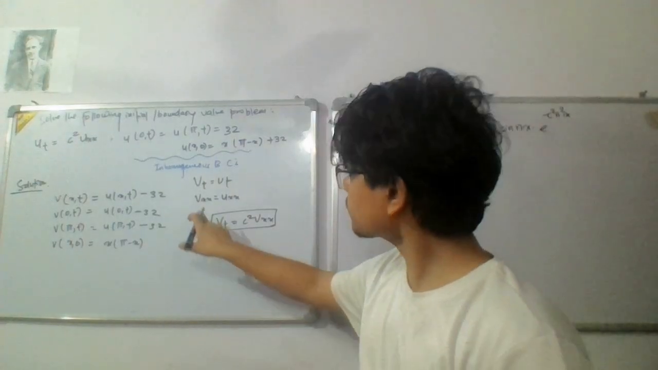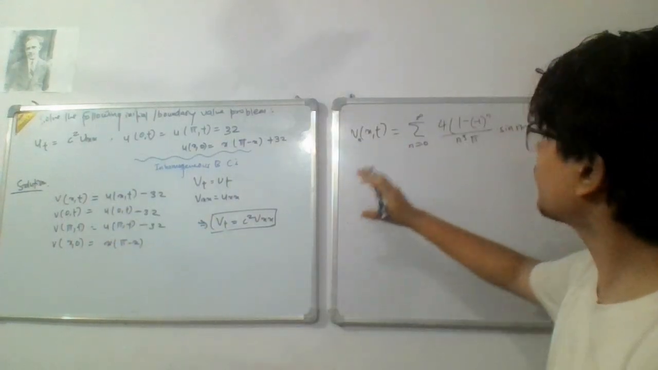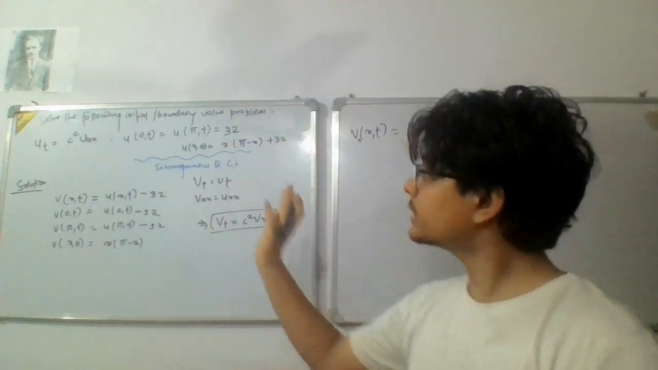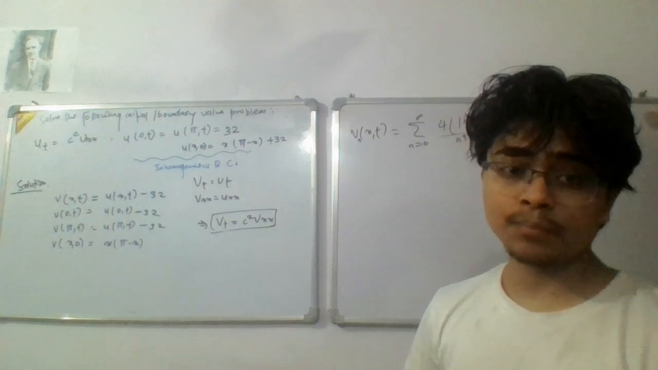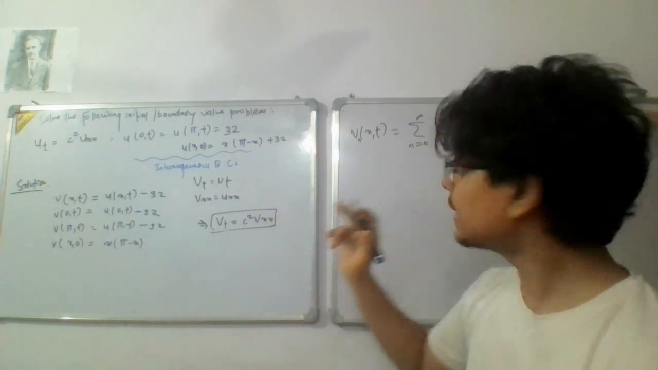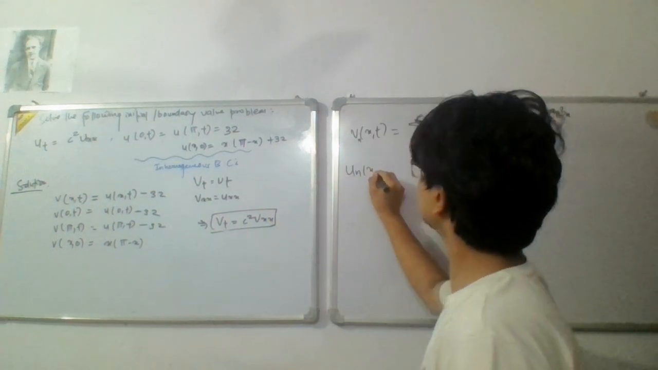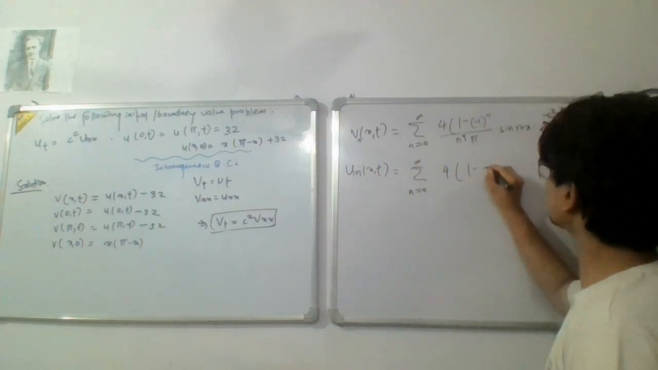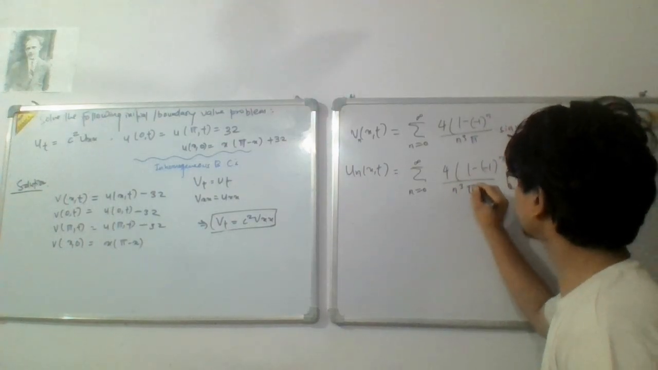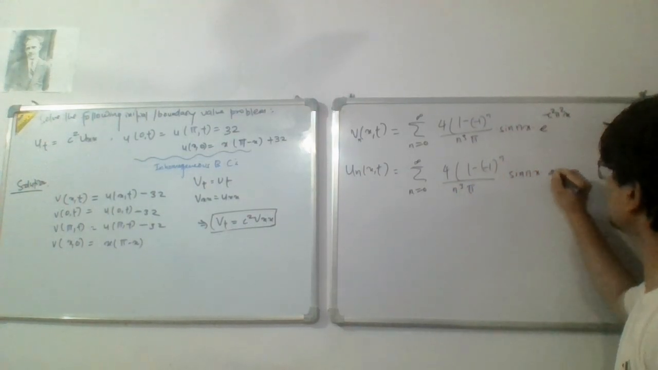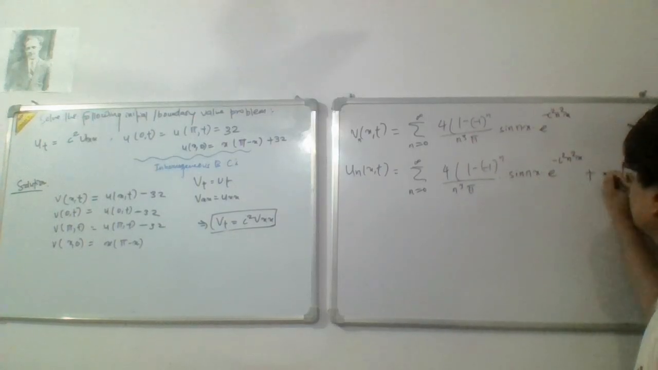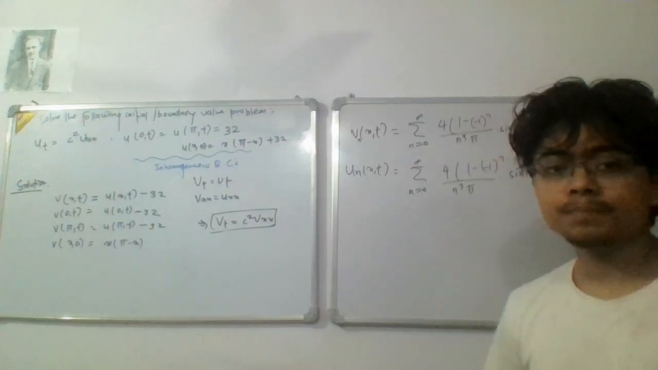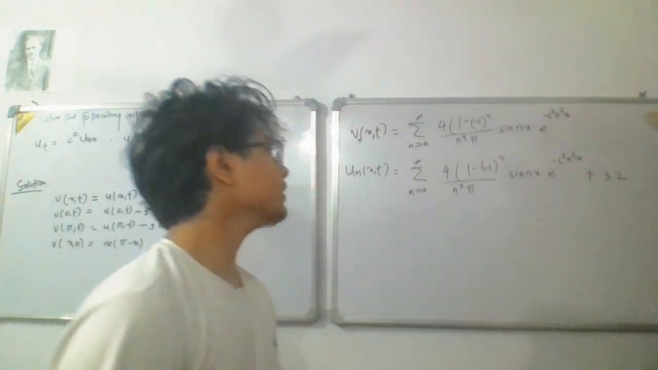Now we have considered v of x,t to be u of x,t minus 32. So to find u of x,t, we have to shift that minus 32 towards the left hand side, and that becomes plus 32, right? That means if we want to find the value of u of x,t, it is the summation n equals 1 to infinity of 4 times (1 minus (-1) to the power n) over n cubed pi, sine of nx, e to the power minus c squared n squared t, plus 32. This minus 32 goes there and becomes plus 32. You can understand it in this way too.